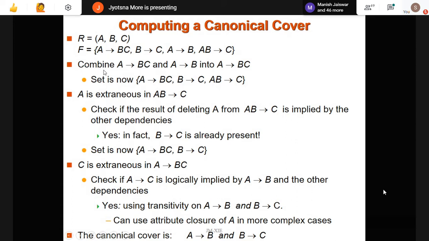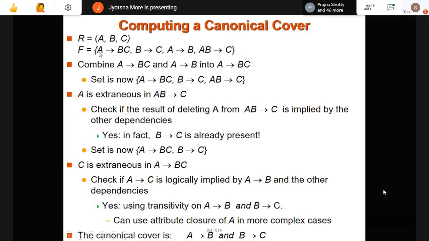Here I am getting A determines BC and A determines B. Here also A determines B and C, and here also A determines B. So in this case, I can combine these two: A determines BC and A determines B. With the help of that, this functional dependency, A determines B, is redundant.